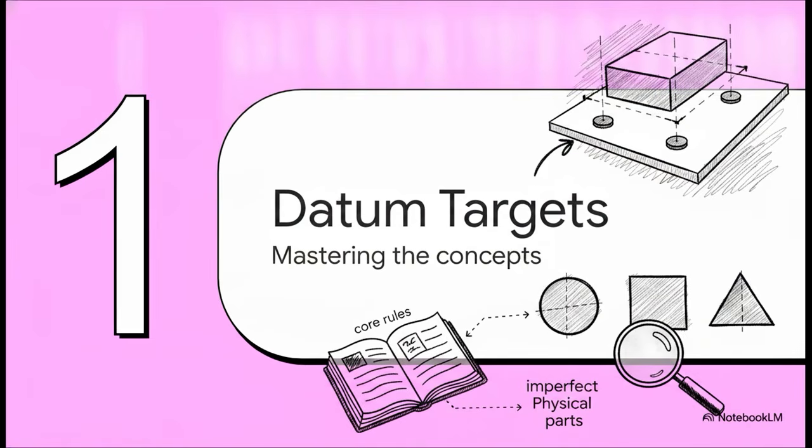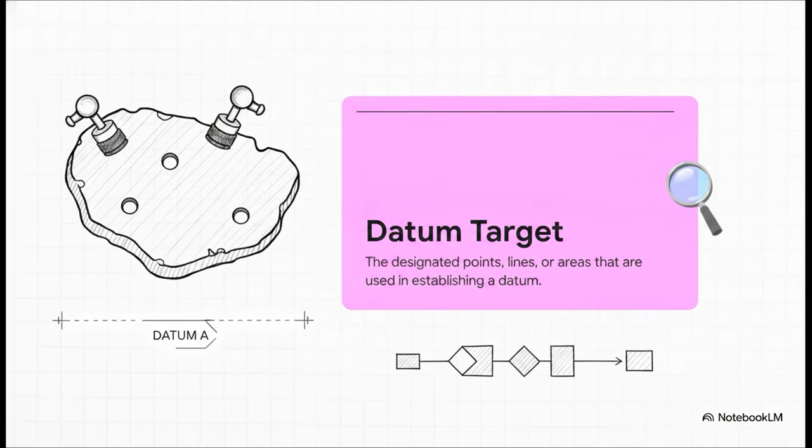Section 1. Mastering datum targets. Let's see exactly how we manage these imperfect physical parts using the core rules. So looking at paragraph 3.21 of the standard, it defines a datum target as the designated points, lines, or areas that are used in establishing a datum.